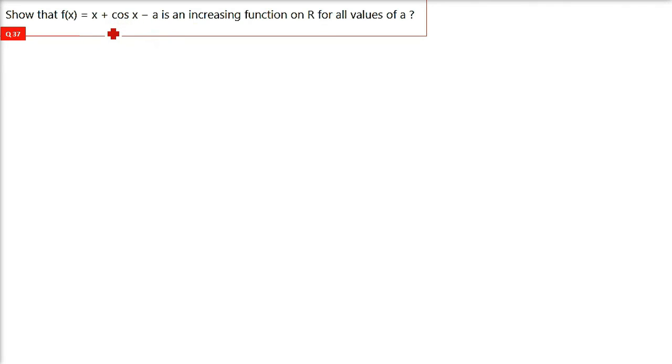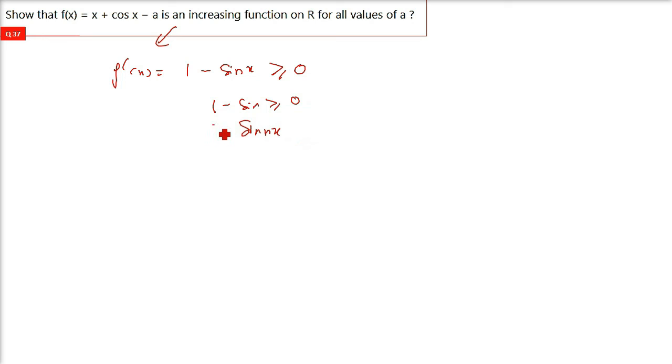Now show that the function f(x) = x + cos x - a is an increasing function on R for all values of a. First we'll differentiate this: f'(x) = 1 - sin x. For it to be an increasing function, 1 - sin x should be greater than or equal to 0. If it is greater than or equal to 0, then it is an increasing function. So this is how we write, because we have already differentiated it.